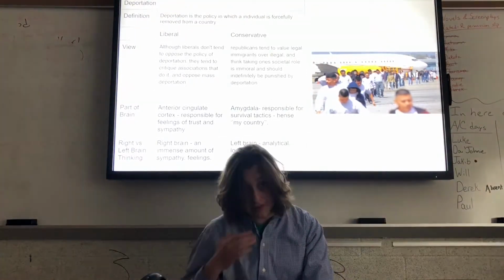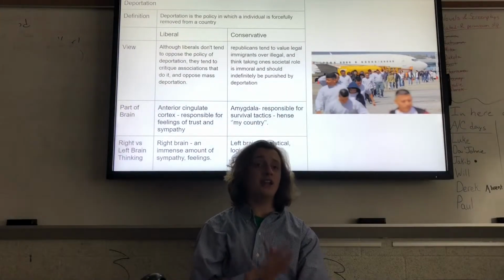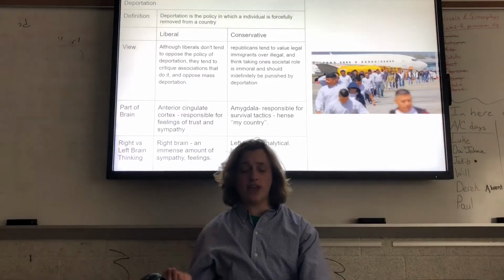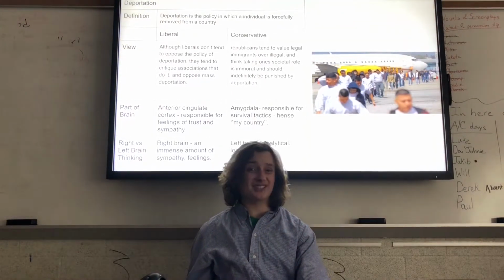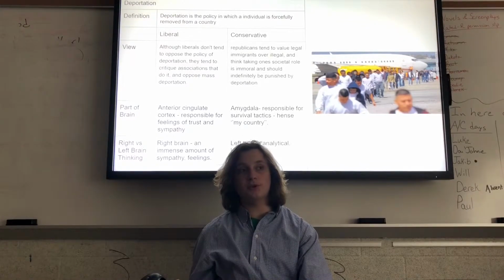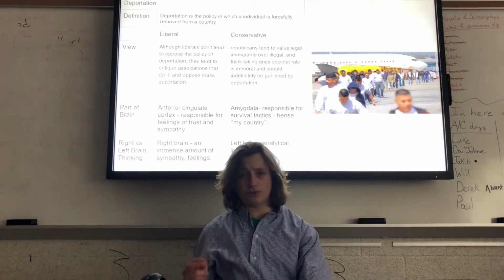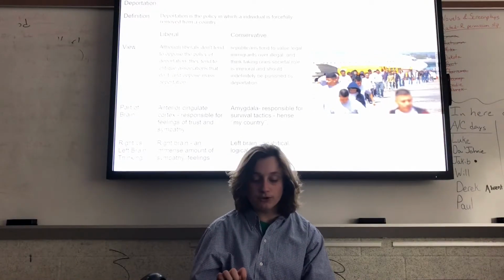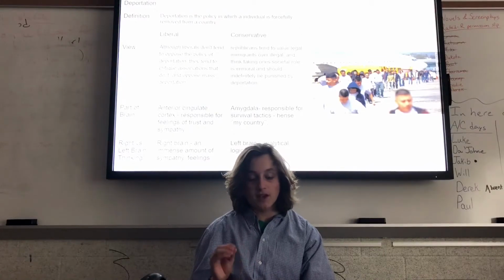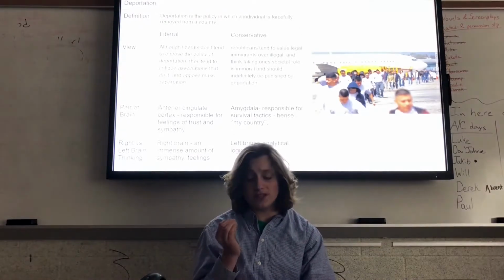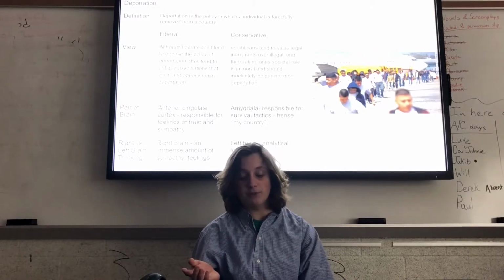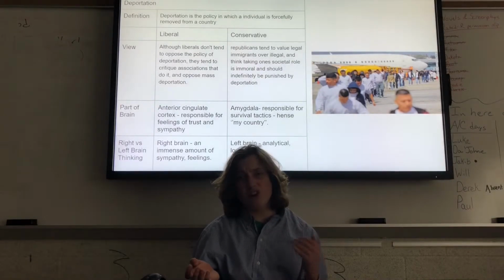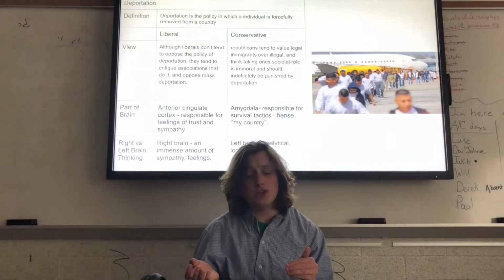So right versus left brain thinking. We covered that a little bit ago. Again, left brain thinking is more analytical and right brain thinking is more imaginative and creative. Both are very good characteristics to have, but there is a distinction between the left versus the right brain and liberals versus conservatives. So in this particular policy, I would make the claim that liberals are right brain because they have immense amounts of sympathy and feelings for these people, while conservatives are left brain because they are analytical and a little bit more logical. If you look at the statistics, illegal immigrants cost a lot of money for the US government, and that is not good.